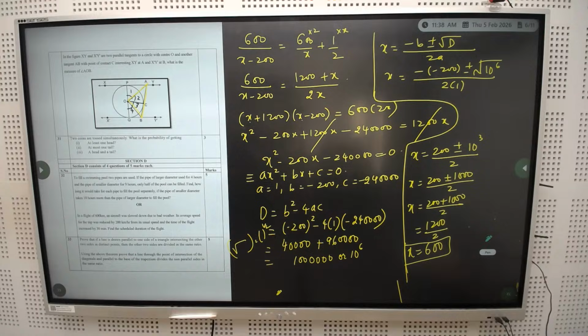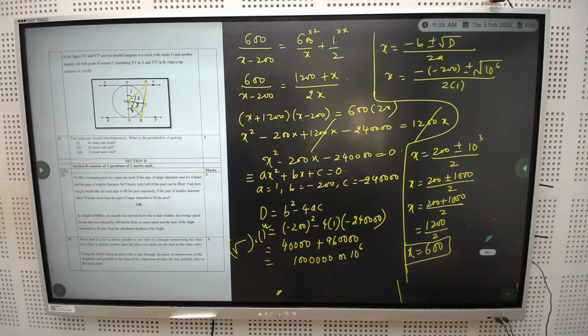Conclusion. They are asking to find the scheduled duration. What is the scheduled duration meaning? You have that equation, no? T1 is equal to 600 by x. 600 by 600 is 1. The scheduled duration is 1 hour. Duration means time. T1 you should find.